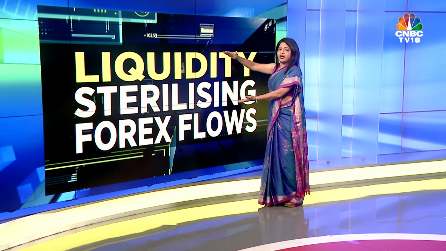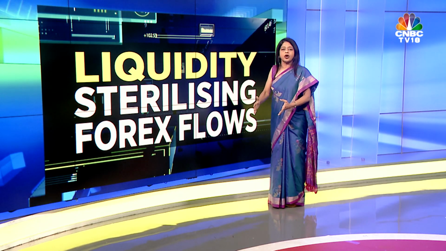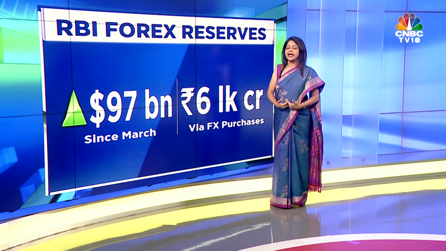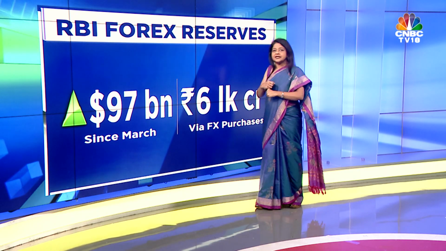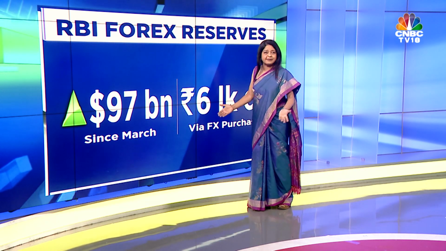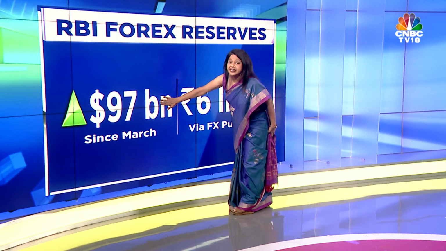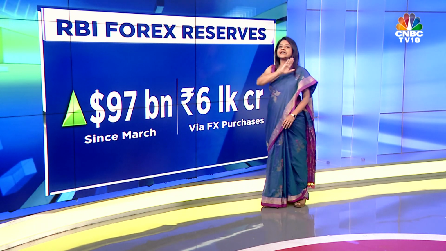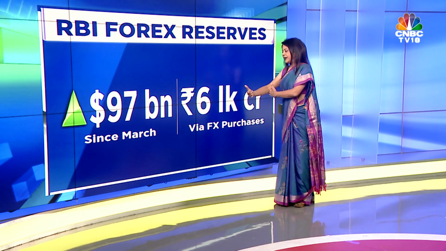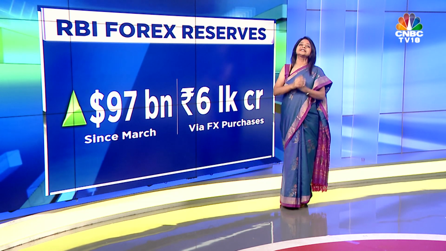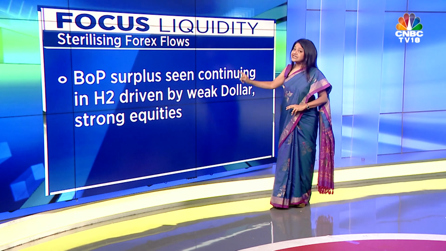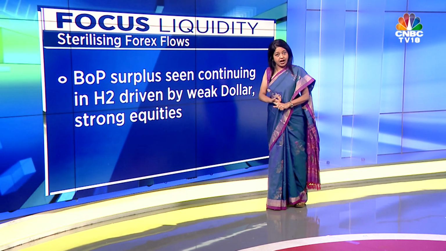And this is because of the excessive amount of dollars which RBI is buying. RBI is buying dollars because it doesn't want the rupee to become expensive. Then India will become uncompetitive. It has bought $97 billion since April. And if you multiply it, that means it has put around 6 lakh crore into the system by buying dollars. And this is expected to continue in the second half also.